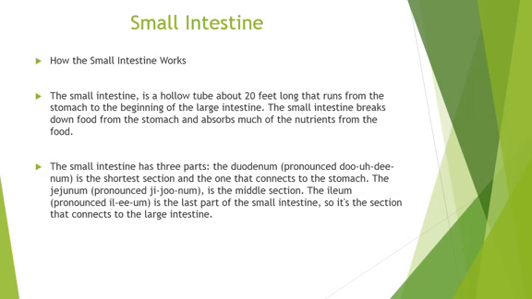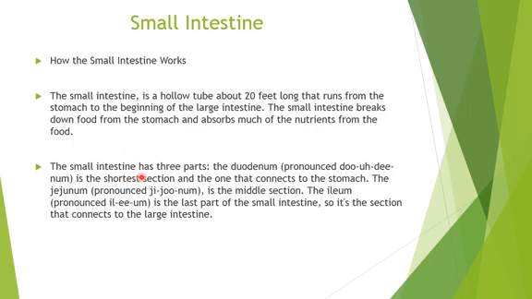Then we discussed about small intestine, that how small intestine works. We said that it is almost a 20 feet hollow tube, and its one end is attached with the stomach and the other one is attached with the large intestine, and it breaks down food from the stomach and absorbs much of the nutrients from the food.